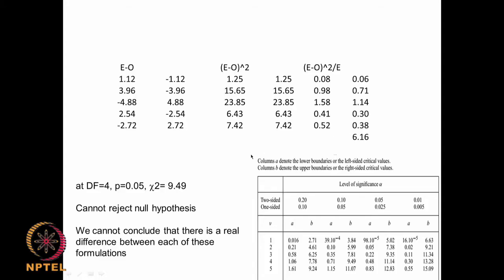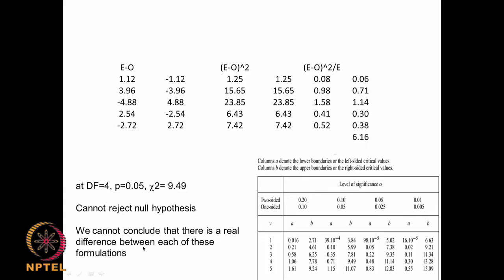So, how many degrees of freedom do we have? We have 5 antiseptics, so obviously we have 4 degrees of freedom, with P equal to 0.05. For 4 degrees of freedom, we go down here and we see 9.49. So, obviously, the test statistic is less than the table value, so we cannot reject the null hypothesis.